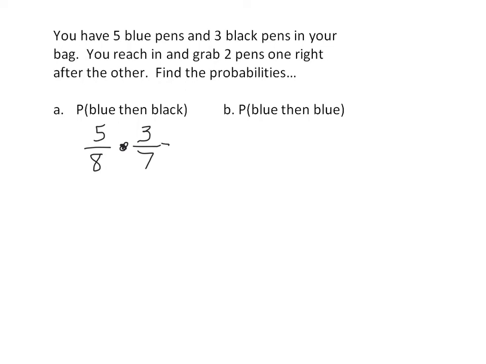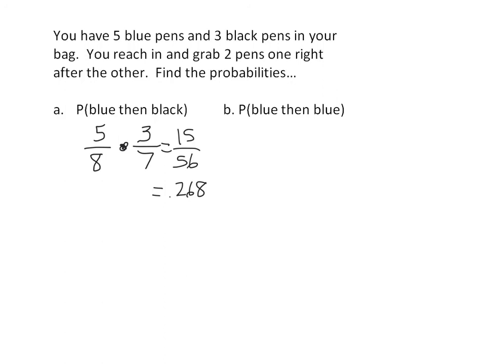So 5 times 3 is 15, and 8 times 7 is 56, and 15 divided by 56 is 0.268. So there's about a 27% chance that you will grab a blue pen and then a black pen.